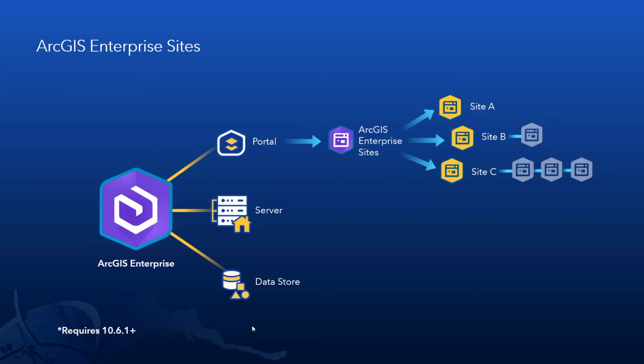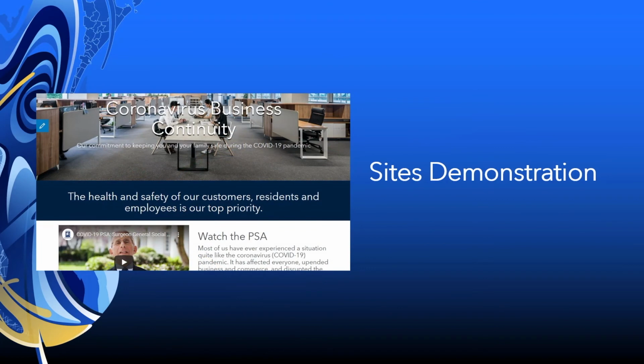Here's a quick architecture diagram to show that ArcGIS Enterprise Sites is a part of this environment, attached to the portal here, and gives you the same capabilities to create sites and pages inside your ArcGIS Enterprise environment. In other words, ArcGIS Enterprise Sites is really a cousin to the Hub and what we've talked about so far through the course of this presentation. Next, I'm going to do a quick demonstration to show you what this might look like from an ArcGIS Enterprise Sites perspective.